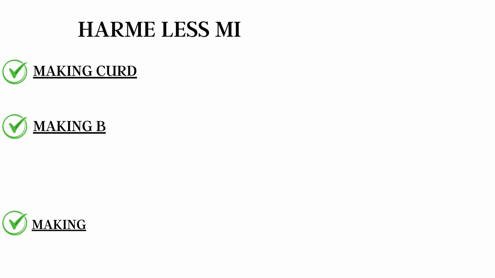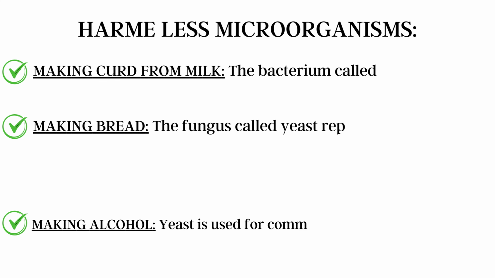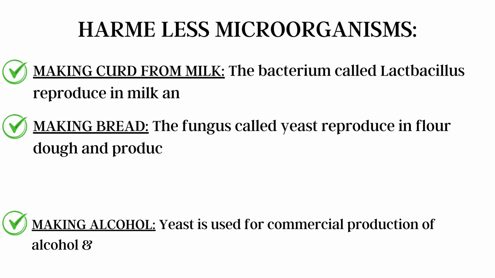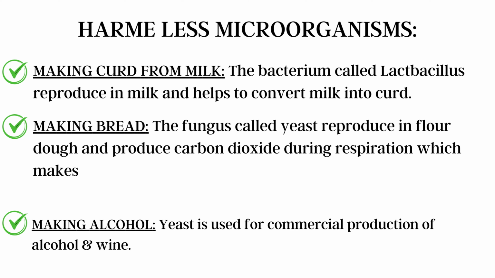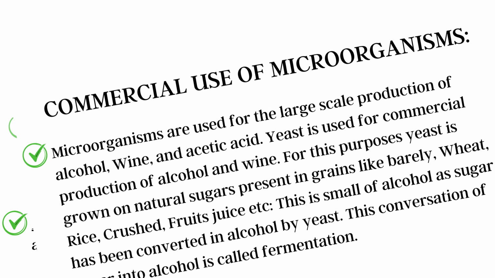Harmless microorganism making curd from milk, the bacterium called lactobacillus reproduces in milk and helps to convert milk into curd. Making bread, the fungus called yeast reproduces in flour dough and produces carbon dioxide during respiration, which makes the dough soft and helps in making bread, cakes, biscuits, pastries, etc. Making alcohol, yeast is used for commercial production of alcohol and wine.